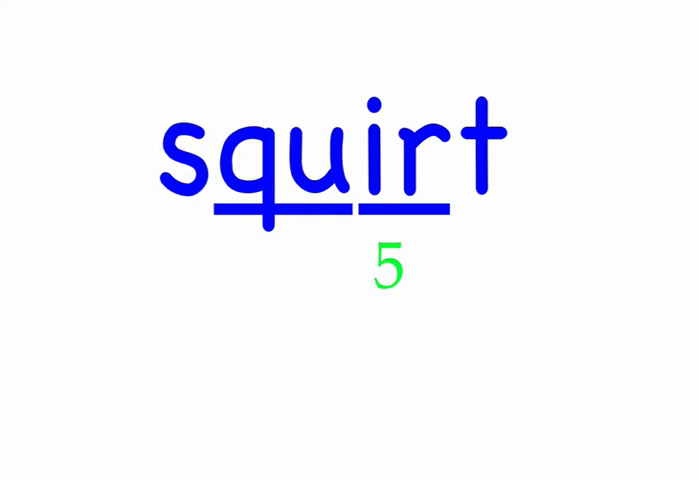Squirt. Mark the word. Squirt. Shaft. A shaft of light fell on the floor. Shaft. 4 sounds. Sh, a, f, t. Shaft. Mark the word. Shaft.